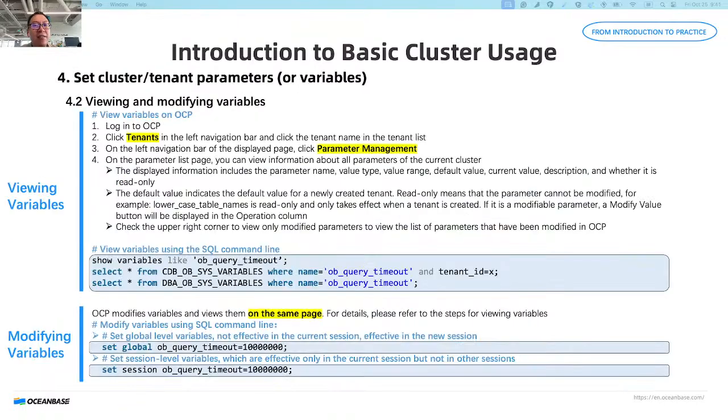Next, let's look at how to view and modify variables. There are two ways here because OBD does not support viewing variables. This is similar to the previous way to view and modify parameters. You can take a look by yourself. It should be noted here that when you set global level variables, they do not affect the current session, and are effective in the new session. At this point, you may have questions. What's the difference between parameters and variables in OceanBase?